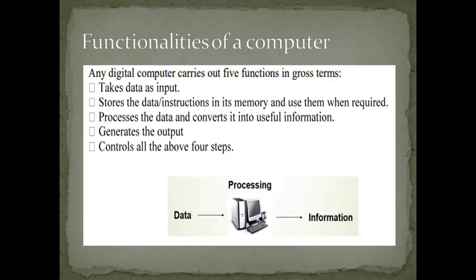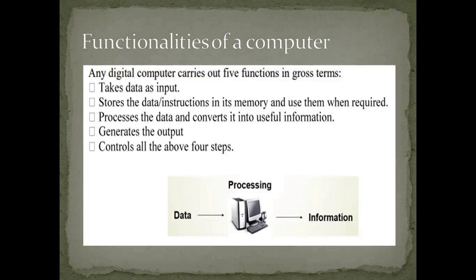The next operation is to process the data and convert it to useful information. The third step is to perform the operation by using the data, and after performing the operation, the data will again be stored in the memory. The next operation is to generate the output, and then the output is displayed on the monitor. Then finally, control all the above 4 steps. These operations are performed by the control unit.